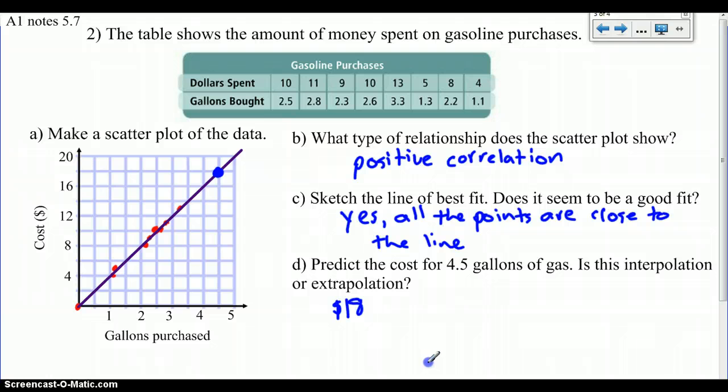Now the question says, is this interpolation or extrapolation? Again, inter means it's in between the known data points, where extra means it's beyond that. And this is clearly beyond the last known data point, so we would call this extrapolation.